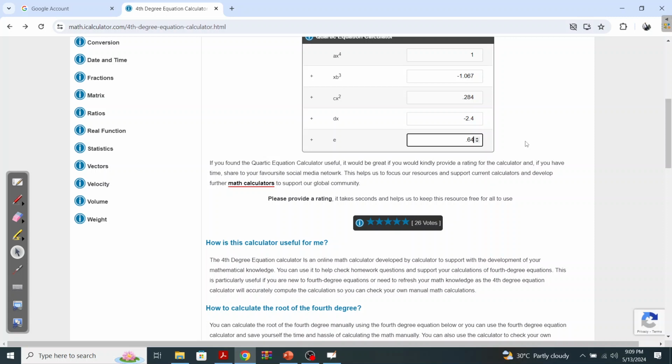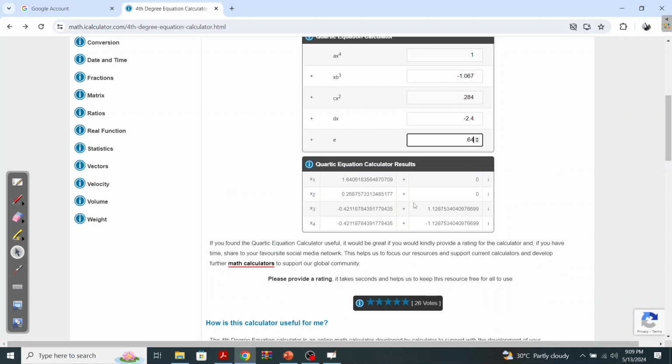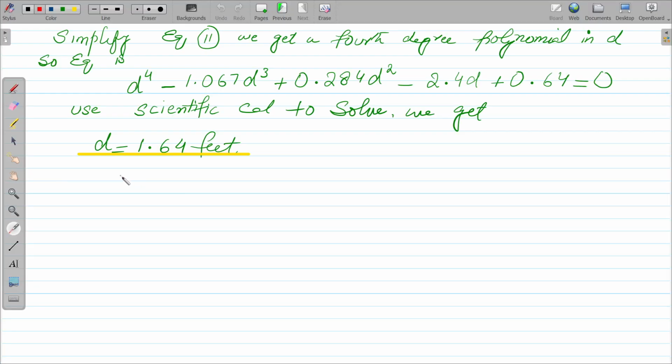We are interested in calculating the final value of d. If you look at it, we get those four values. These are the imaginary values, and we are not interested in them, and a length of 0.268 cannot be possible in terms of feet. So we will be taking this value, which is 1.6406 feet. This is going to be our value, and you can see this is the value that we have calculated after solving this quartic polynomial.